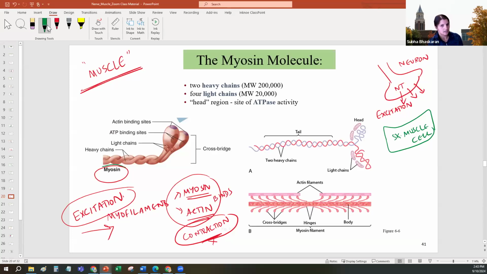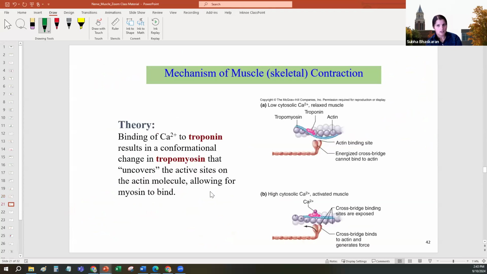It has the myosin, then we have the actin filaments. Myosin has sites that help with binding to actin. And then the mechanism of muscle contraction: the theory here is that calcium is very much needed for muscle contraction. And for the actin, we have the thin filament. The thin filament has actin, troponin, and tropomyosin.